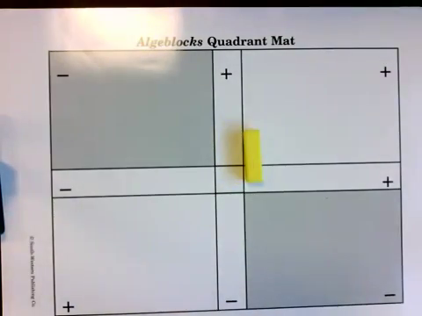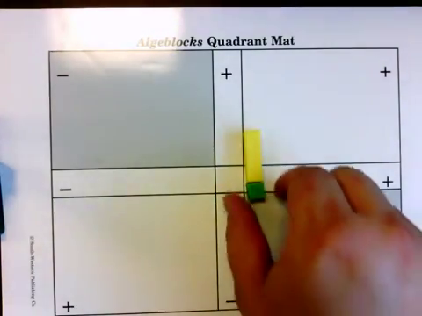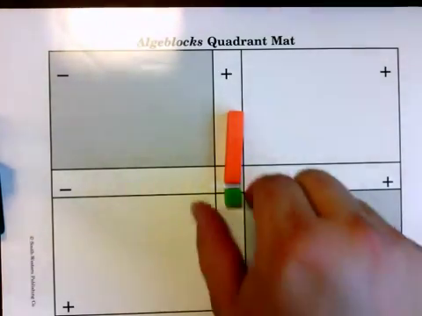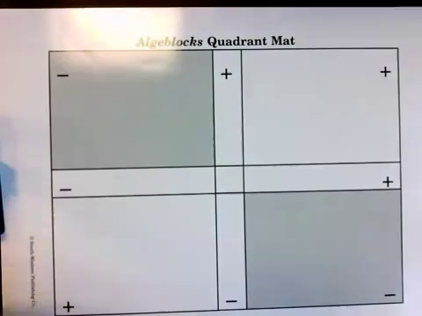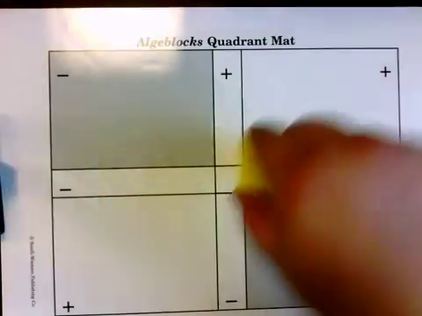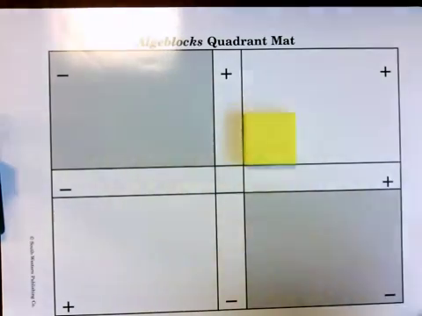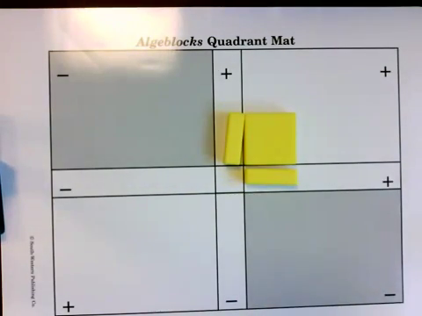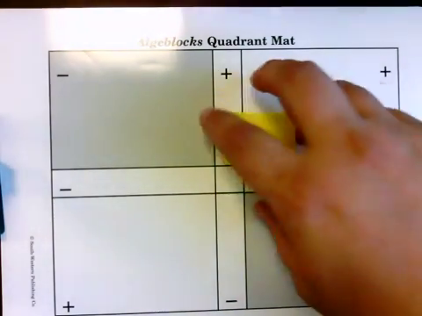Our yellow is our x. It is 1 wide and x long. Our orange is our y. It is also 1 wide and y length long. Our yellow square is in fact a square. It is the square of two x's. So x times x gives us x squared.